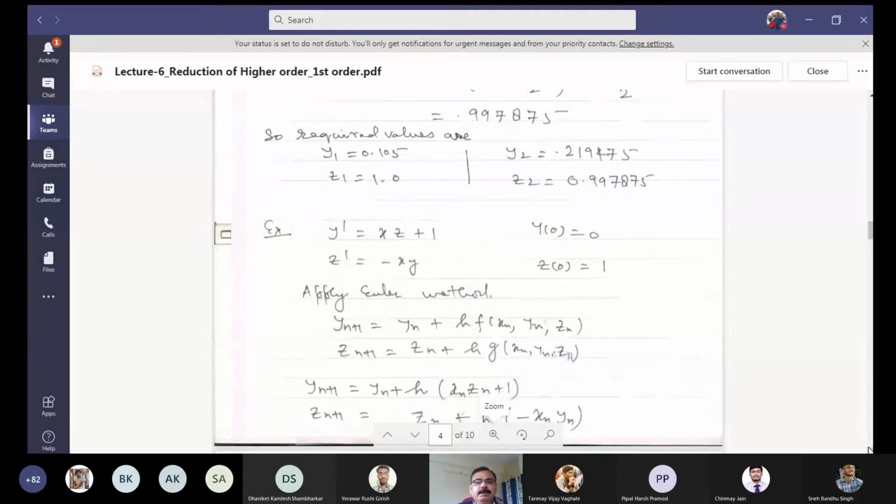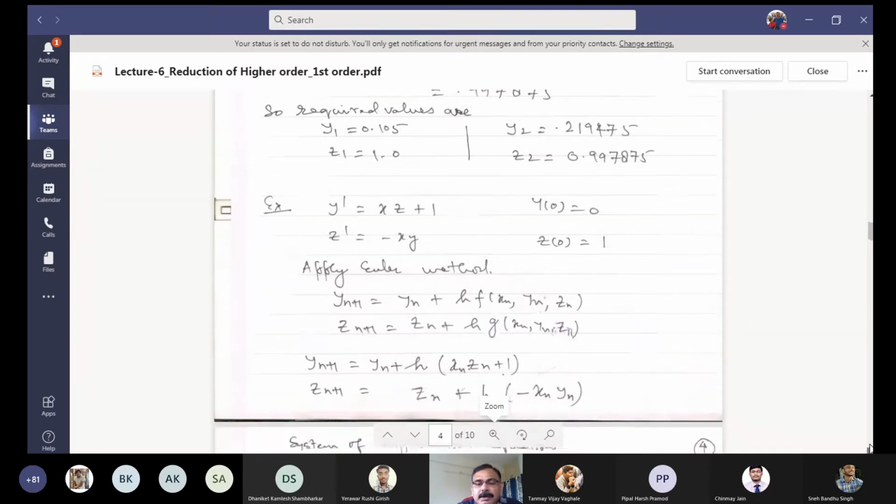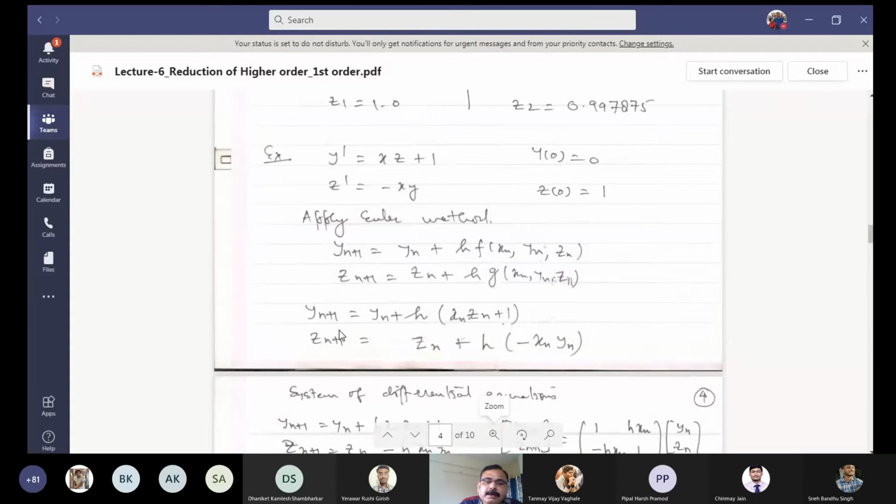That is your y prime equal to xz plus 1 and z prime equal to minus xy. Apply the Euler method. So the Euler method will be yn plus 1 equal to yn plus h times f. F is this side, and then you have already seen how to apply that, right? And similarly you write for zn plus 1, and then you start calculating for n equal to 0. So first you get y1, then you get z1.